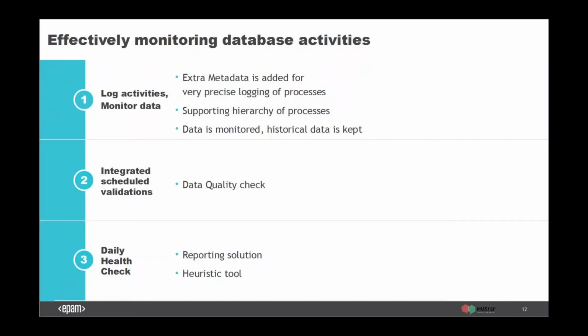Extra metadata is added for very precise logging of activities. Processes, incremental loads, and aggregations are logged. Each run is stored in the log. Processes are in a tree structure by an activity ID. The hierarchical activities are traceable. This activity ID is added to stored data as well, to know which process modified the data and when. Historical data is kept. Valid-to is included as well. Integrated scheduled validations are checking data quality and the result of activities.